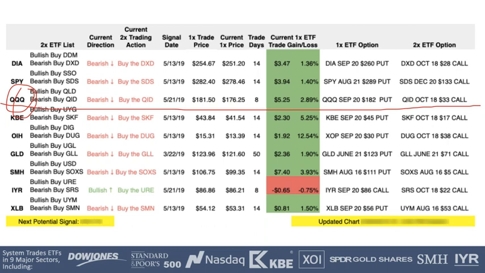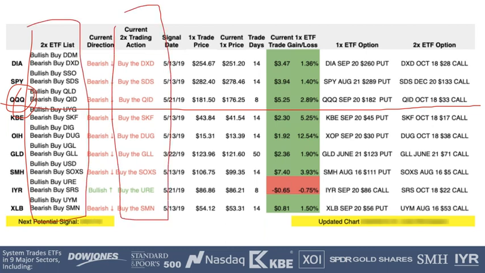Okay. If the market goes down 1%, well, the bearish ETF is designed to go down 2%. So we give you the exact list of those 2X ETFs. We also give you the current trading action if you so desire to use the 2X ETFs. Now, remember, all of our results, everything is based on trading the single ETF.